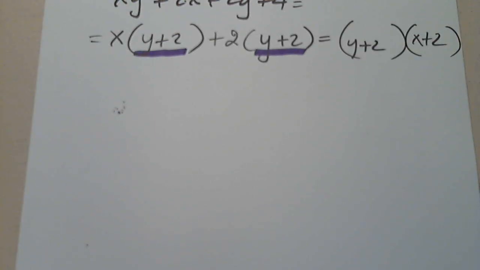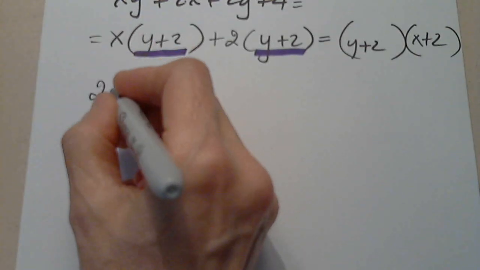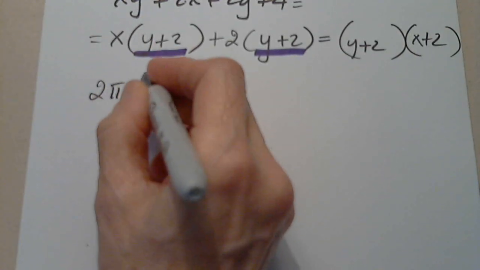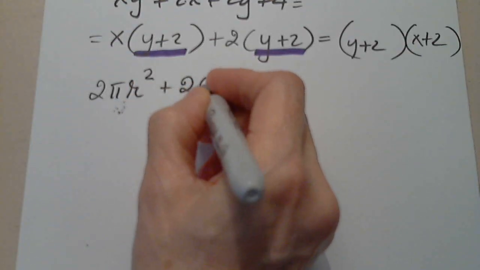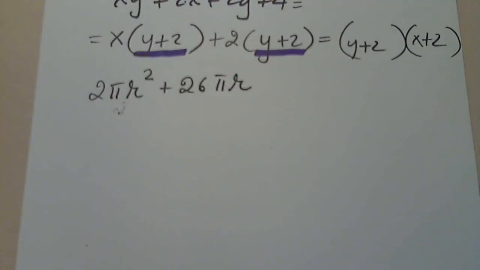The surface area of a cylindrical can whose radius is r inches and height is 13 inches is given by. Express the surface area in factored form. So we are given the surface area, and that is 2 pi r squared plus 26 pi r. They only want us to factor this completely. So let's do just that.